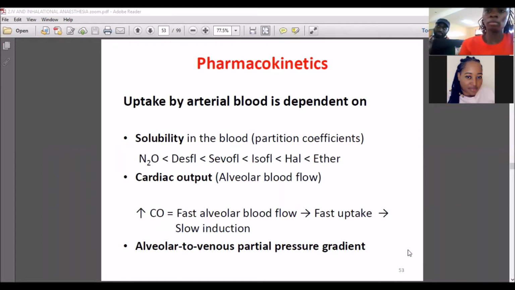Alveolar ventilation: increased alveolar ventilation results in a faster rise in the partial pressure of the anesthetic in the alveoli. Do you follow me? Consequently, the partial pressure in the brain increases more rapidly, and so the onset of anesthesia is faster. So I think this is a direct relationship. When you increase alveolar ventilation, there's an increase in partial pressure of the anesthetic in the alveoli and also in the brain. So this is direct in normal circumstances.